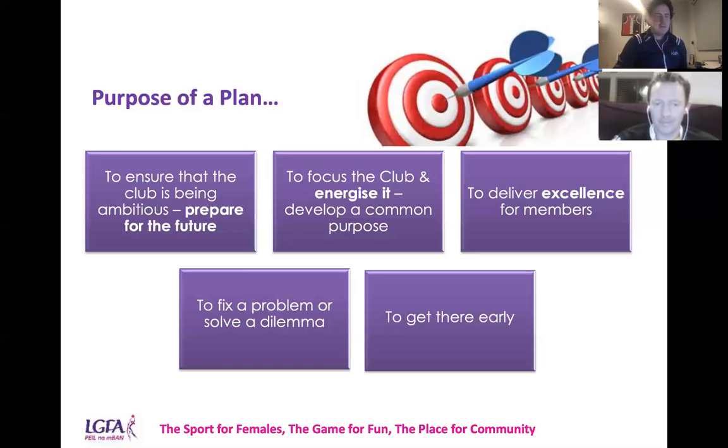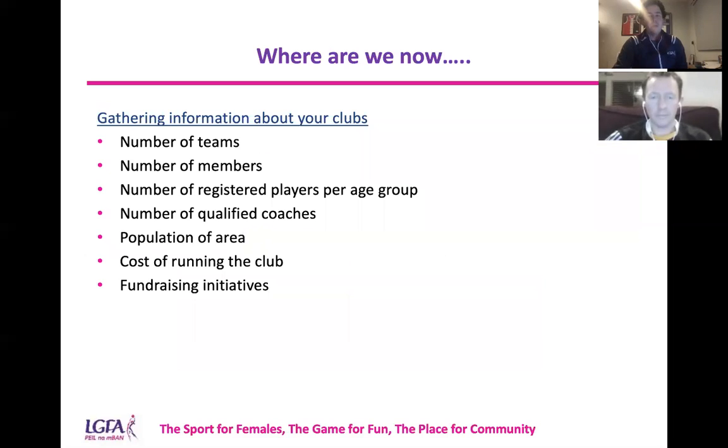Yeah, 100%, Kieran. Thanks very much, and great input there as well. I suppose we've got what a plan is supposed to do, and why you want it. So the next place you'd go to is where you're at now, and what state the club is in at the minute. Some things you want to look at when you're starting off are the number of teams in your club, number of members, the number of registered players per age group, and your number of qualified coaches is really important. Those are the obvious things when you're thinking about where you are now.